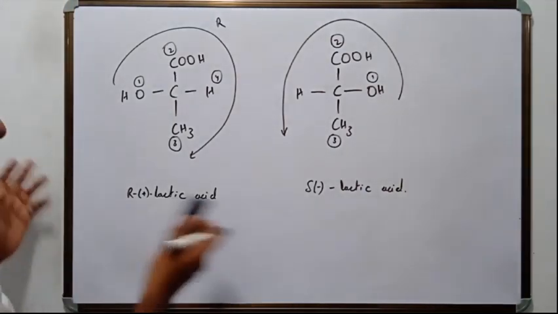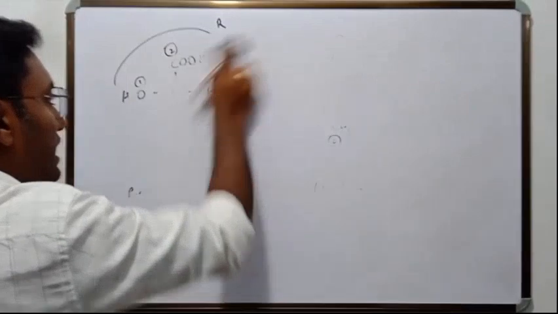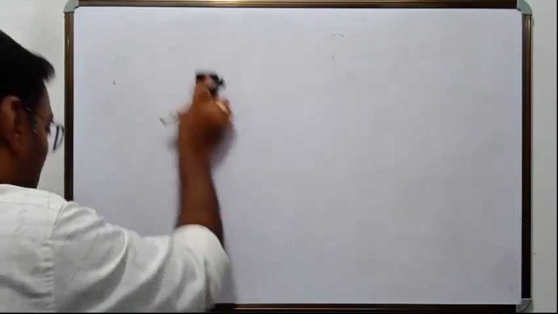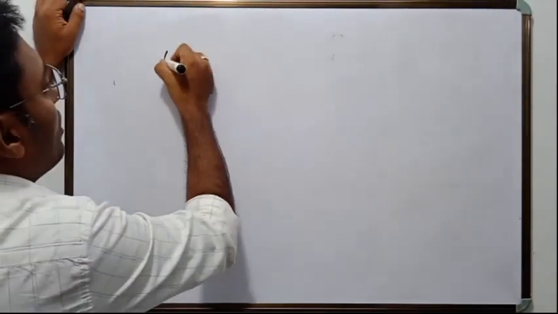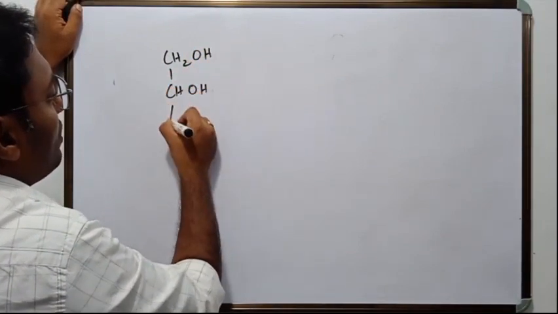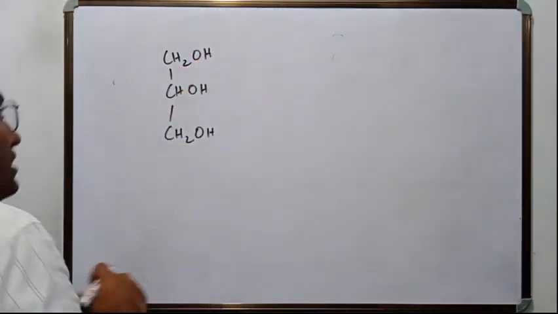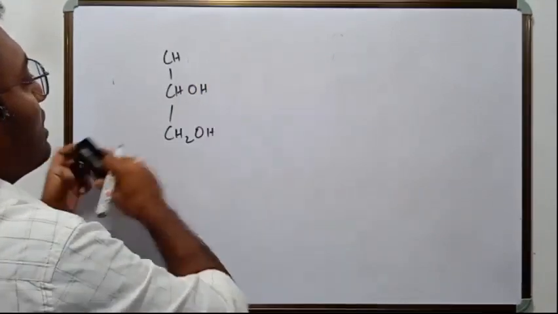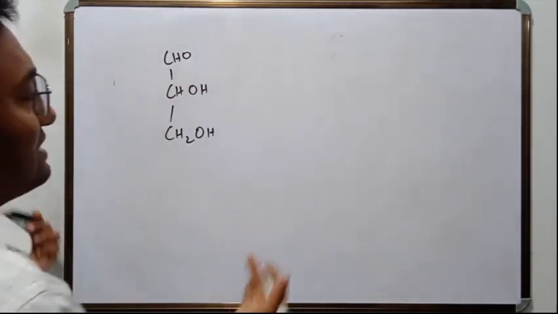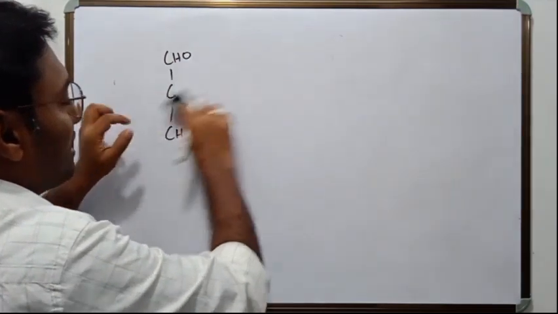Now the second example for optical isomer that I am going to put before you is glyceraldehyde. You might have seen the structural formula of glycerol or glycerine. This one here is glycerol. So glyceraldehyde is nothing but you just take out this, and this is glyceraldehyde. That's it. So that's the difference between glycerol and glyceraldehyde. Fine. So now the difference occurs here. This is the central carbon atom.